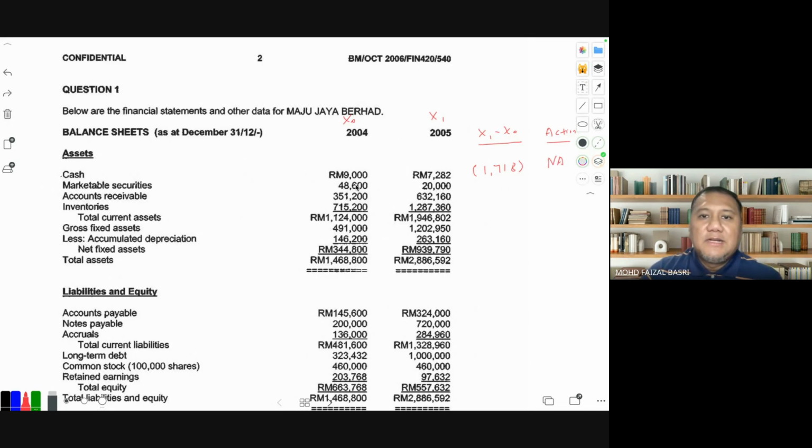Okay, for marketable securities, 20,000 minus 48,600 is going to be 28,600. So from 2004 it decreased to 20,000. So it reduced. Remember, kalau nak cepat, kalau dia negatif dekat changes, automatically dia plus untuk asset. And this marketable securities masuk dekat mana? Masuk financing.